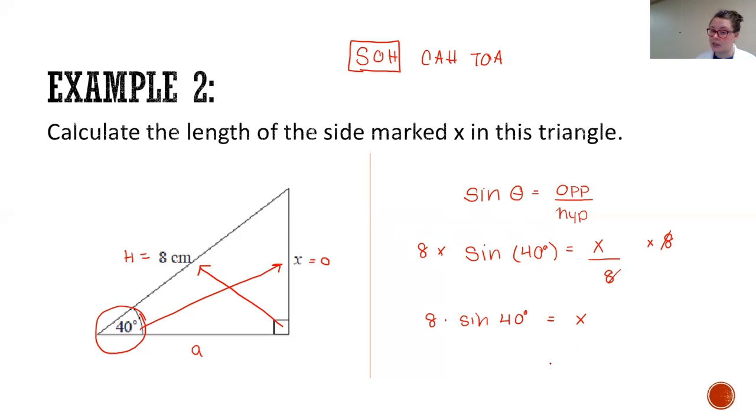Putting that in your calculator, and you can calculate them out separately. Remember, if you put sine of 40 in your calculator, keep 4 decimal places, you will get x is equal to 5.14 centimeters, or we could say 5 centimeters equals x. And I'm just kind of matching the units and the decimal places of what I have in the diagram. It's pretty straightforward.